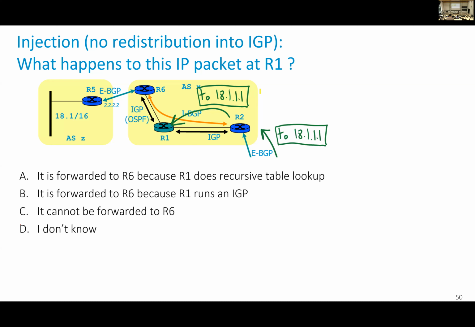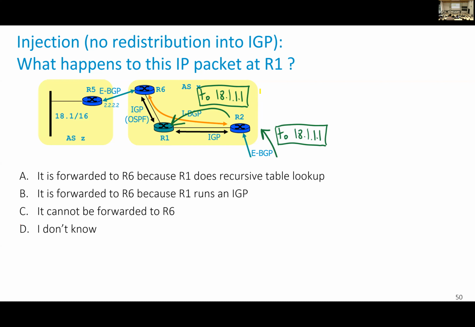And the majority says A. It's forwarded to R6 because R1 does recursive table lookup. But unfortunately, the answer is C. It cannot be forwarded to R6. It doesn't work. Why does it not work? Well, because R1 is not running BGP, which makes sense from one viewpoint, because this router is not talking to any external network. So it runs OSPF, but not BGP. Since it does not run BGP, and since there was no redistribution into OSPF of the BGP routes, R1 has no clue about this. It's never heard about this.